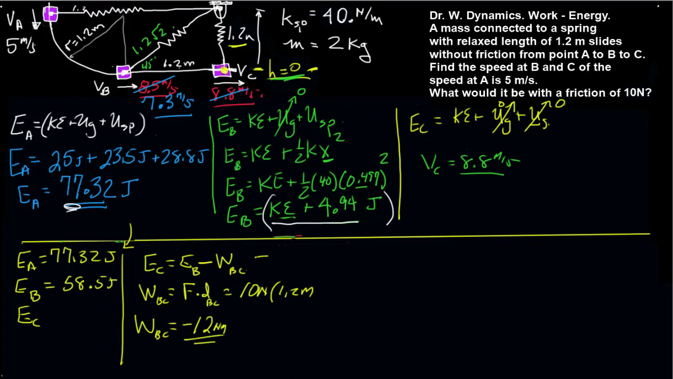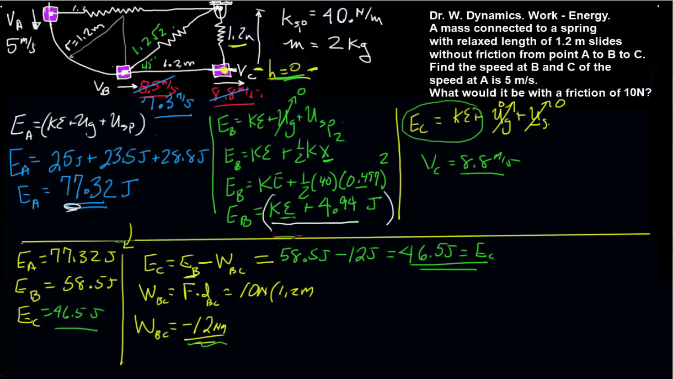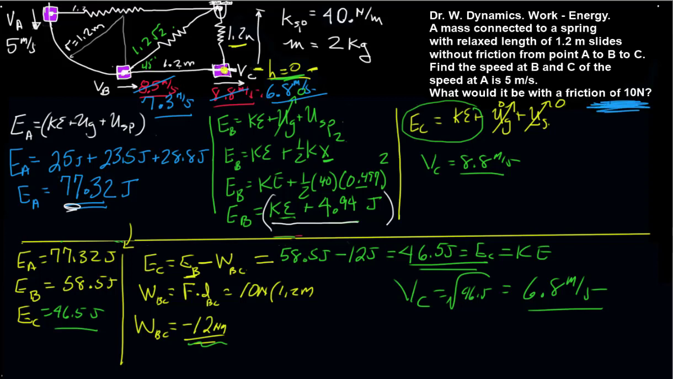So therefore, we can finish this. The energy at B is 58.5 minus the work done, which is 12 joules. So we end up with 46.5 joules as the energy at C. So over here we have that. And recall at C, we have only kinetic energy left, so that's going to equal the kinetic energy. So the velocity at C will be the square root of 46.5, and we get 6.8 meters per second from that. So over here we've slowed down to 6.8 meters per second as a result of this constant 10 newtons of force acting on the system.